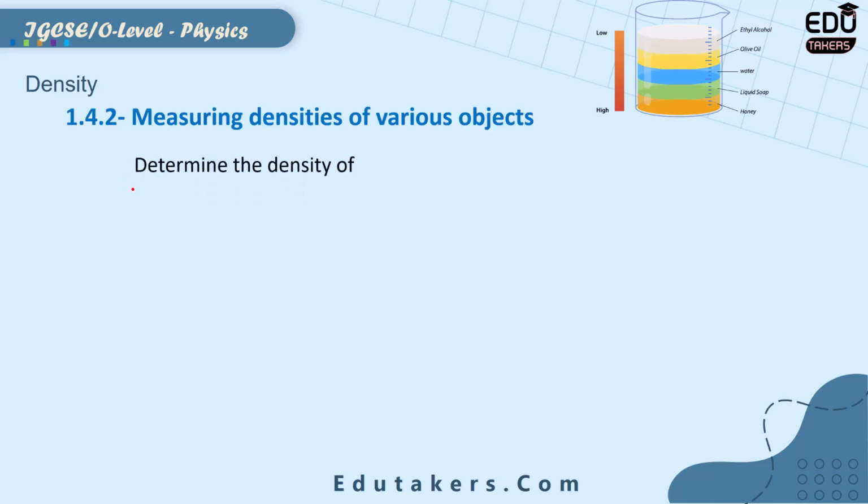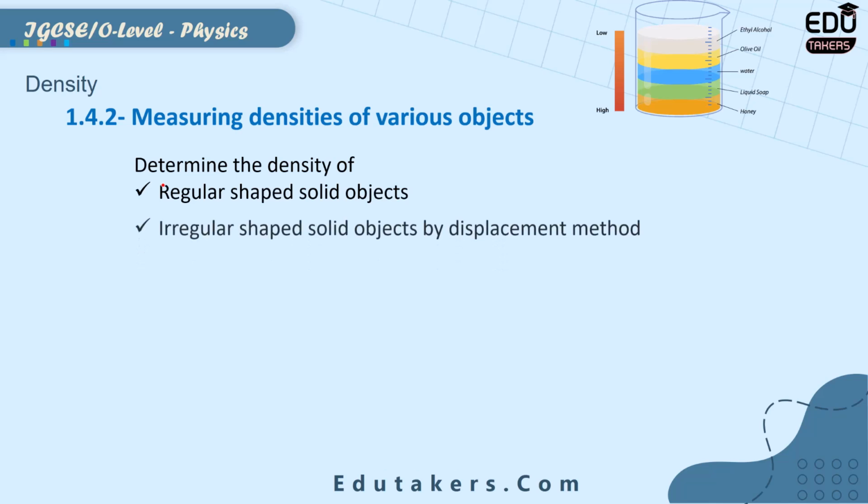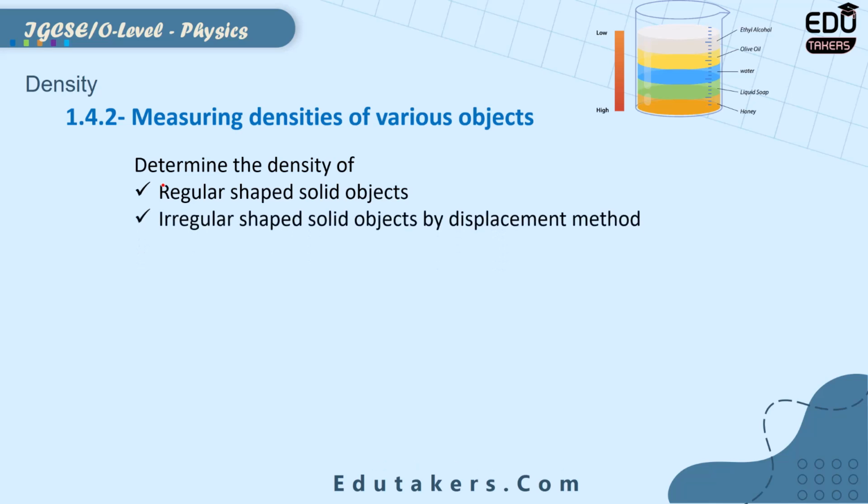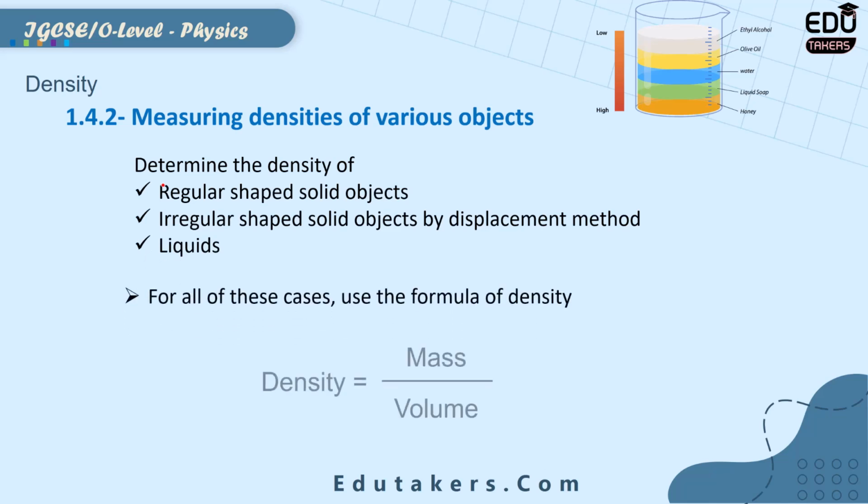Next, we have to measure the densities of various objects. You can determine the density of a regular shaped solid object, an irregular shaped solid object by using the displacement method, and the density of a liquid. In all of these cases, you have to use the same formula of the density, which is mass per unit volume.